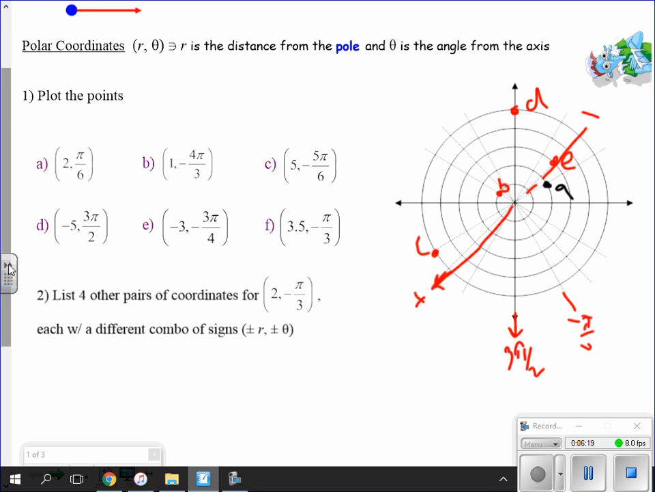And how far do I want to go out? I want to go 3.5. So that means I go to the third ring, halfway between the third and fourth ring out. 1, 2, 3.5. Or F would be.